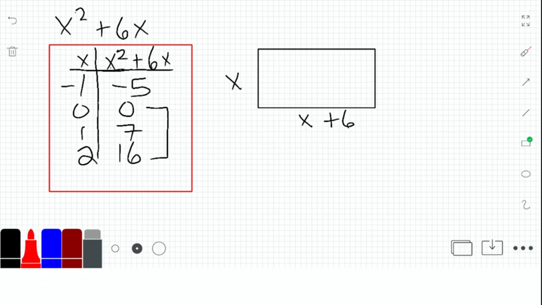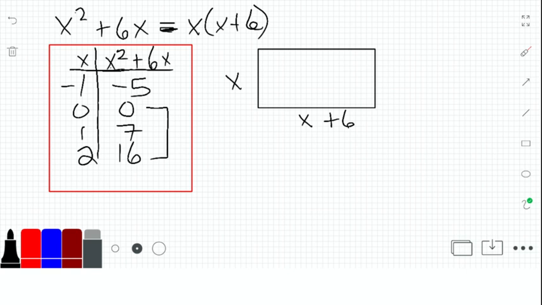And if you're wondering how I got that, let me make that clear. If I take this variable expression and factor out an x, it leaves me with x plus 6. Okay, so I get this rectangle. It's a rectangle where one length is 6 units longer than the other length.